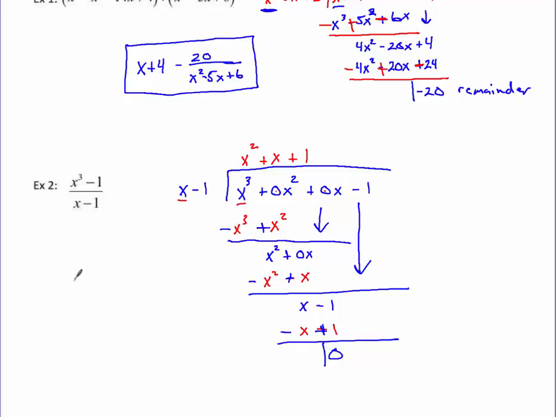So my answer is x squared plus x plus 1. Remember, if my remainder is 0, I don't need to tack it on to the end of it. And that's what we're hoping for when we do these, is that we get a remainder of 0. So that's it. Short and sweet. Come in tomorrow ready to practice this.